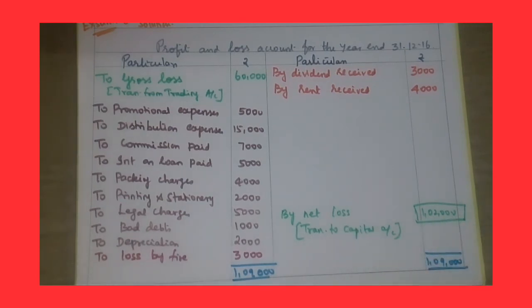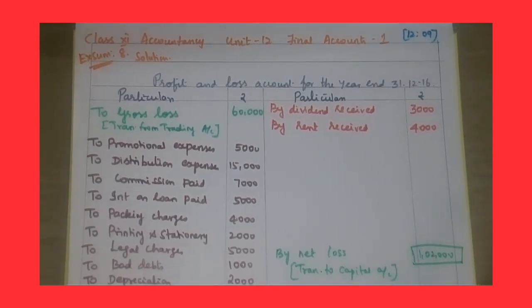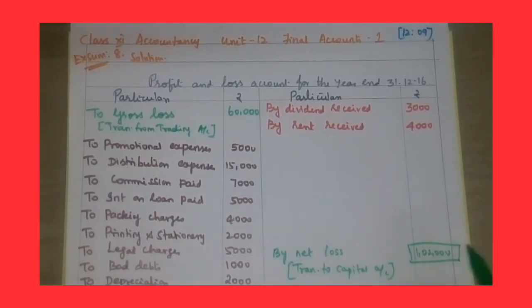So this is a solution regarding exercise sum number 8 in the final accounts. Okay, hope you are clear with this. We will see in the next video the other sums.